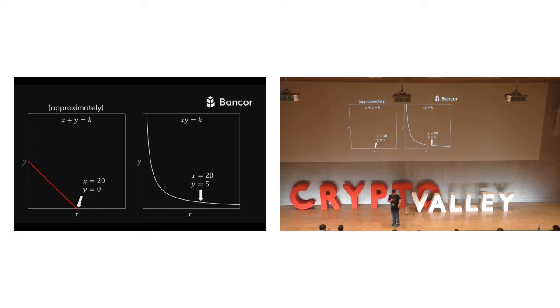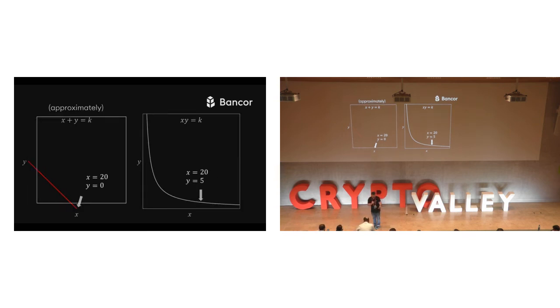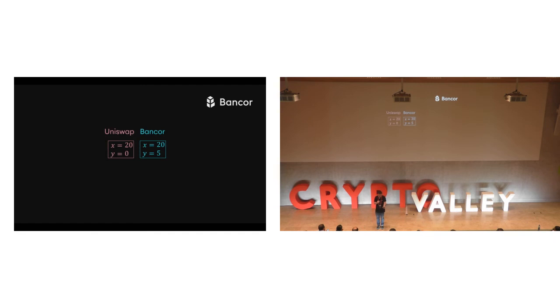And so in this case, when we crash into the x-axis there, you only have 20 X tokens as a liquidity provider. But in the same situation with the same amount of liquidity on constant product, you would still have 5 of the Y tokens. And it's pretty clear, right? If you compare these two situations, they both have 20 X tokens, but one of them has 0 Y, the other one still has 5 Y. That's an interesting realization. And this is a calculation that you can perform on the back of an envelope.